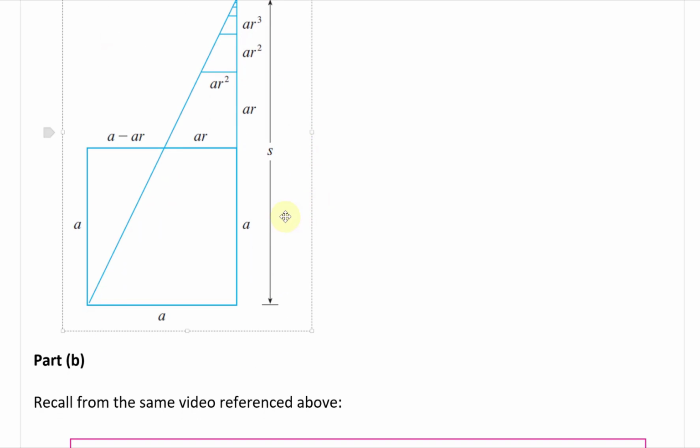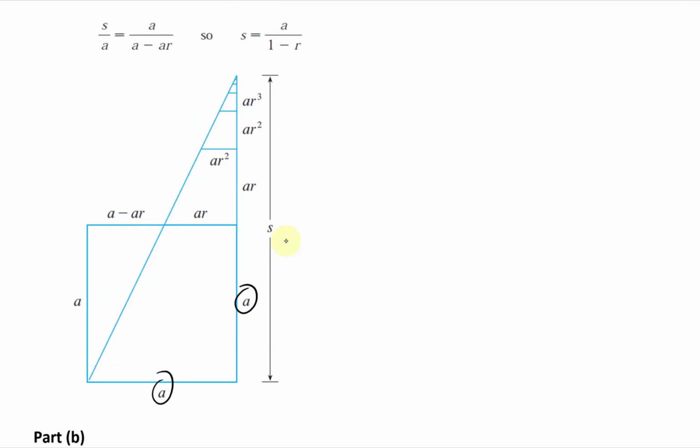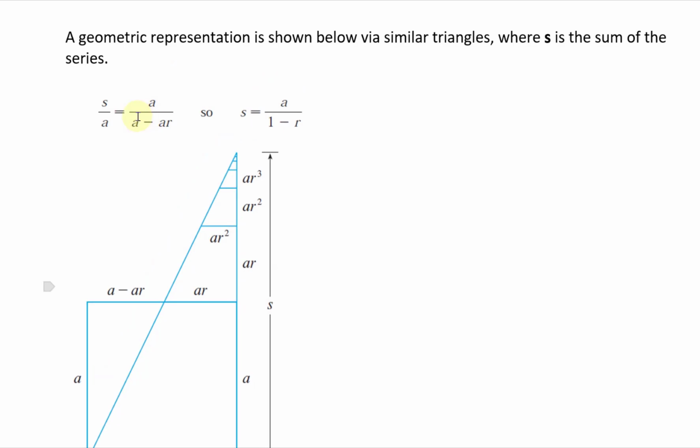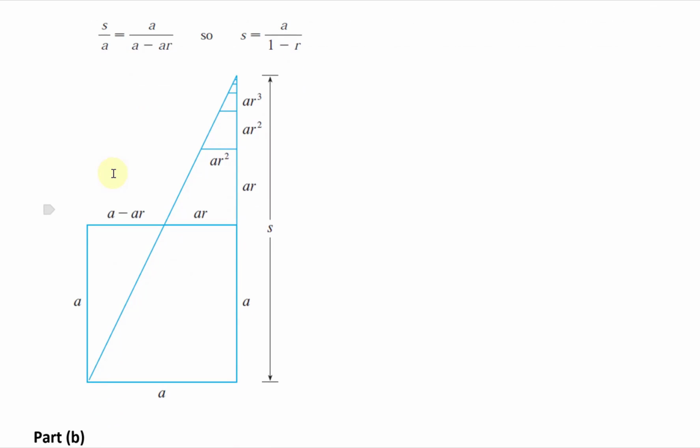If you go to a side here, there's an a, and if you draw a line perfectly flat to make a triangle, this side is going to be ar. The ratio is always the same: if you have a, the next one is ar, and then ar squared, so you're always multiplying by the common ratio, which has the exact same angle across here. All these sides, ar cubed, etc., go all the way to 0 because it's convergent, so it eventually goes to the sum S, which is this whole side. Then you can use similar triangles.